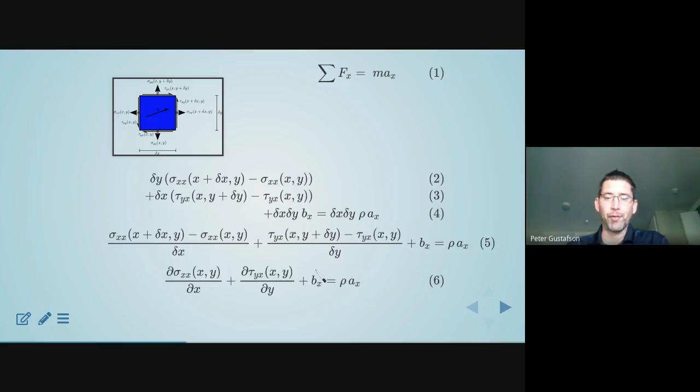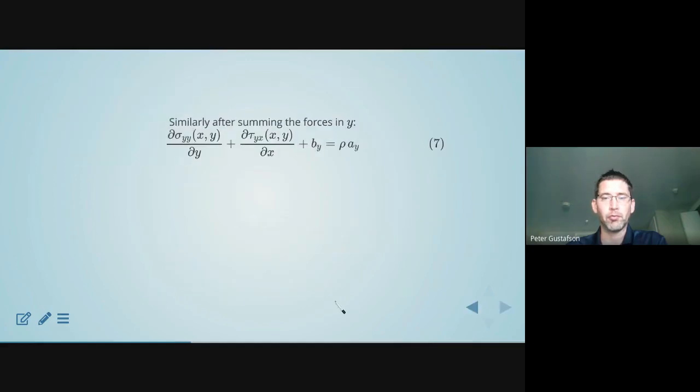Now, the body force and acceleration term, it's worth noting, I mentioned that you could think of bx as being gravity. Okay, so gravity, the force, the acceleration due to gravity is an acceleration, right? So it has the same units as rho ax in this context. Okay, so we could have done an identical summation except summing the forces in y. Not difficult. You guys could do it in your sleep after having seen it done once.